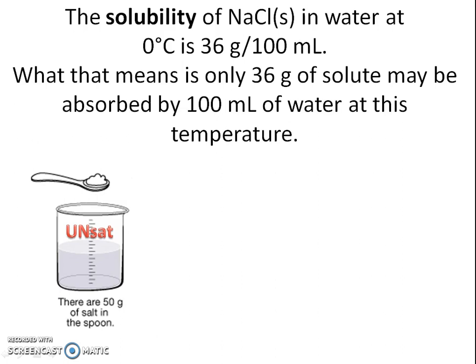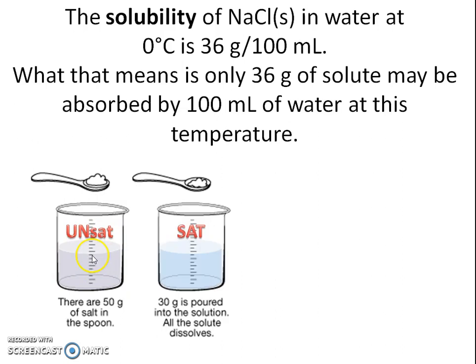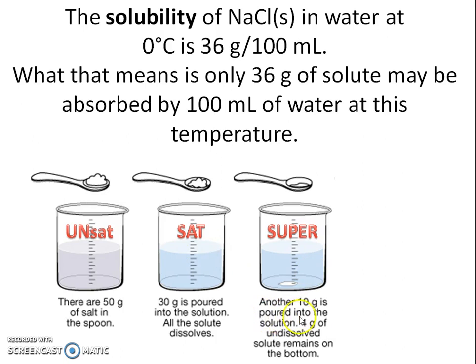So here we have a beaker. We've added 50 grams of salt, and we're going to consider this unsaturated because I don't see anything in here. But now let's look at this. 30 more is poured into the solution, and all of it still dissolves. Now, how do I know this is saturated? Because if I add another 10 grams, only 4 of that undissolved solute is going to remain. So only 6 dissolved and 4 remains.